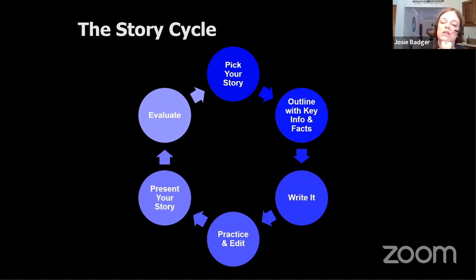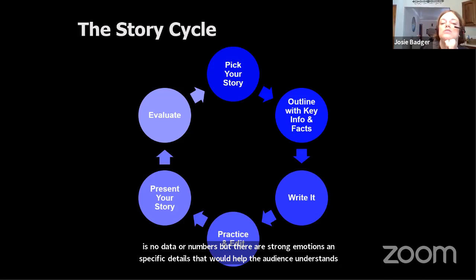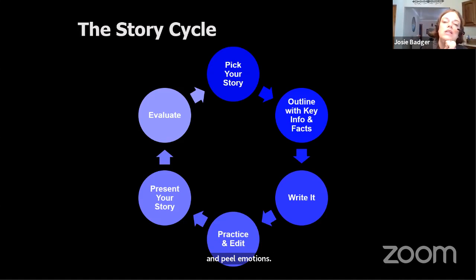You need to outline with key info and facts. So there might not be numbers and data, but there might be strong emotions. There might be really specific details that would help the audience to understand and feel those emotions. You should write it down. For me, I write notes. I'm not a very good reader, and so I tend to not read stuff. But if I have a bulleted list, I do much better.